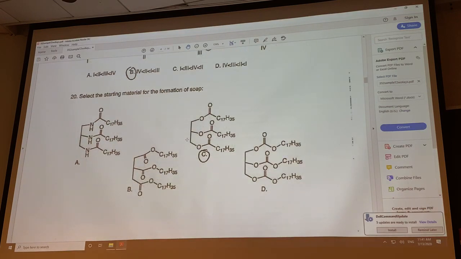Starting material for formation of soap. Yeah, we just went through soap. Here's the acyl triglyceride, right? And this would have a stearate, long chain, 18 carbons there, including the carbonyl and the glycerate.